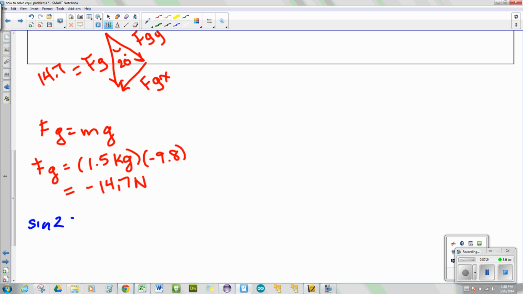So sine 20 equals FGX over 14.7. Now remember, the magnitude is what we use on the sides of our triangle to find the sides, not the direction, which we used to show that the arrow is pointing downward. And then cosine of 20 is equal to FGY over 14.7.